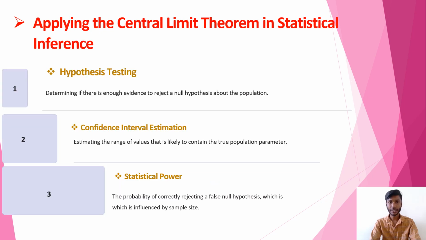Applying the central limit theorem in statistical inference. Hypothesis testing: determining if there is enough evidence to reject a null hypothesis about the population. Confidence interval estimation: estimating the range of values that is likely to contain the true population parameter. Statistical power: the probability of correctly rejecting a false null hypothesis, which is influenced by sample size.